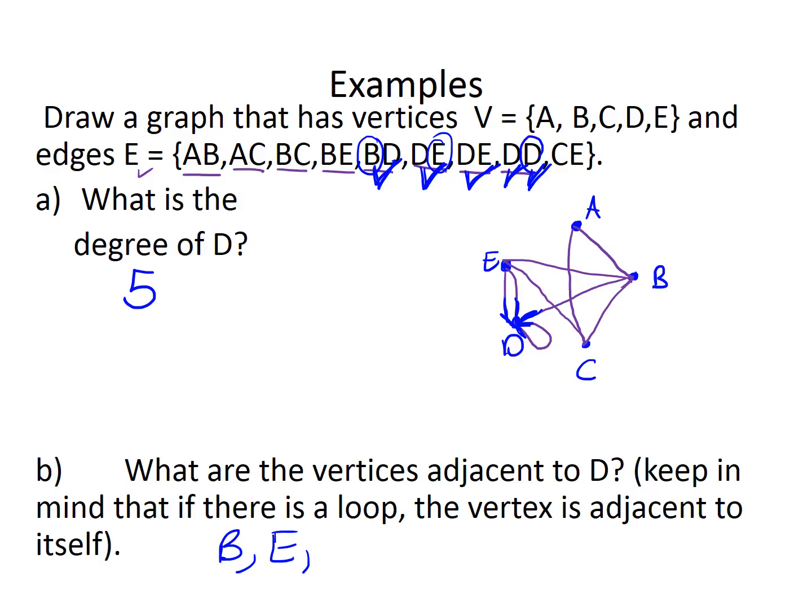And the loop, it's adjacent to itself, and of course C. Oh wait, not C. Sorry, that last one wasn't part of the set. Then you go back here and check it. B shares an edge with E. We have that one with B and with itself, right?